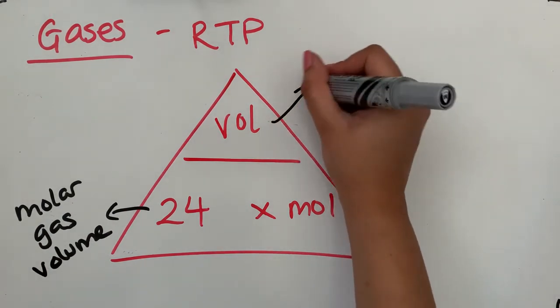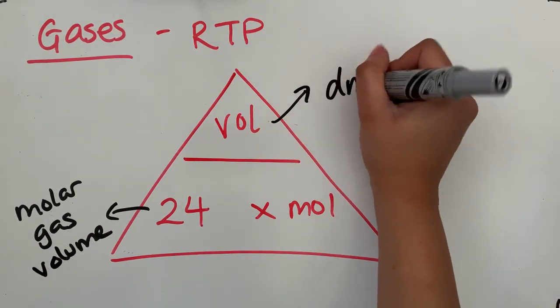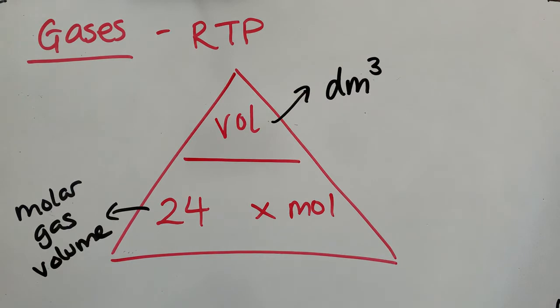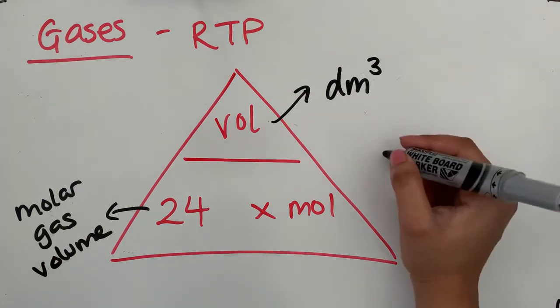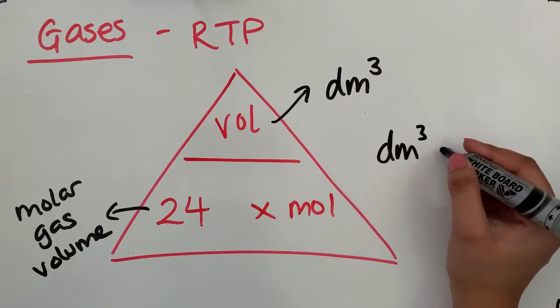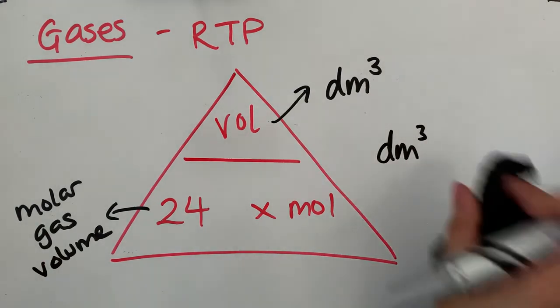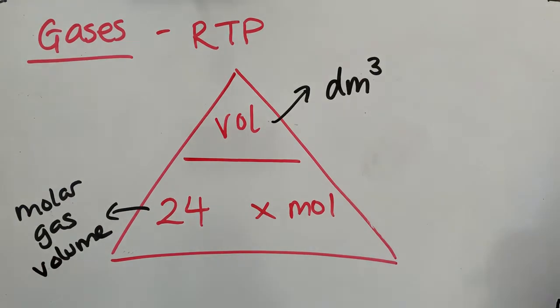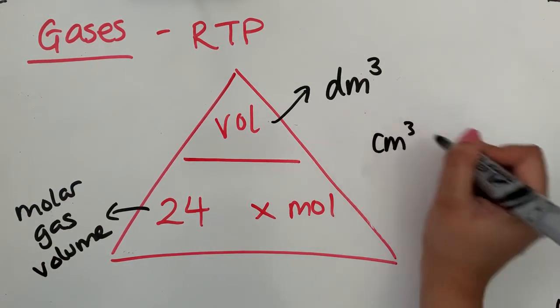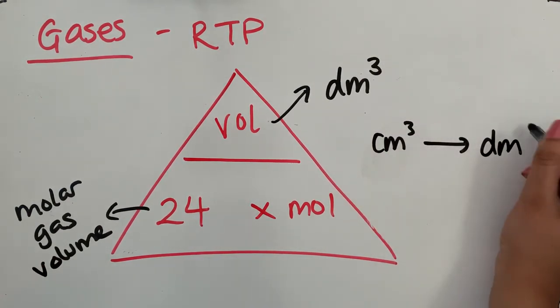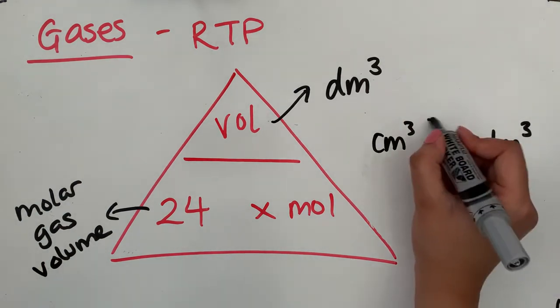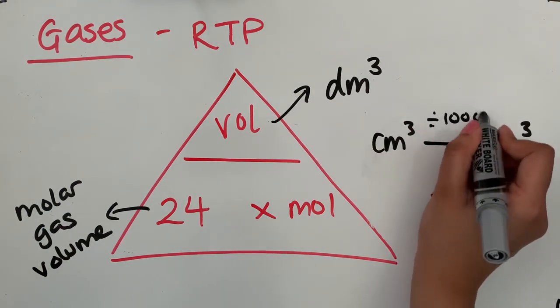So the volume here, as you might have guessed, should be in decimeters cubed. If it's not in decimeters cubed, now this is important, if it is given to you in centimeters cubed, you should be comfortable with this conversion. So centimeters cubed to decimeters cubed, you just divide by 1,000.